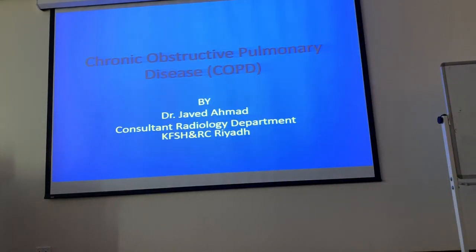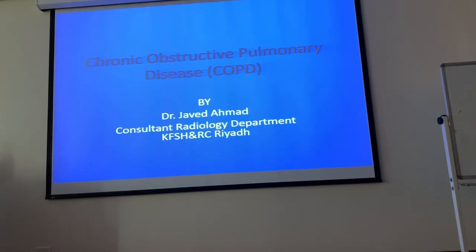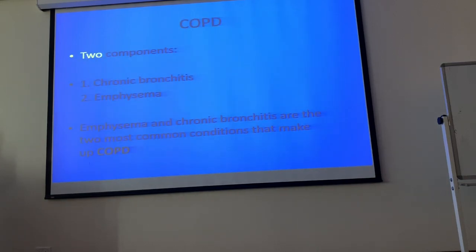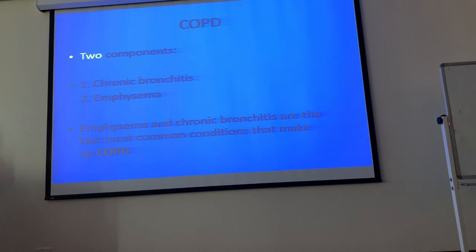There is a small topic added to the title, upper airway obstruction. So, chronic obstructive pulmonary disease with upper airway obstruction. There are two components of the COPD: one is chronic bronchitis and one is emphysema. Emphysema and chronic bronchitis are the two most common conditions that make up COPD.